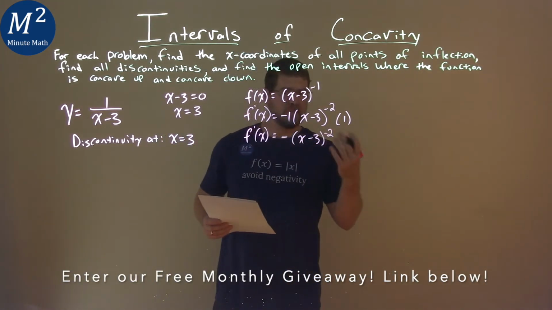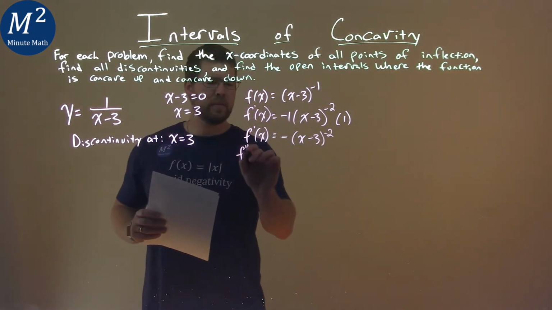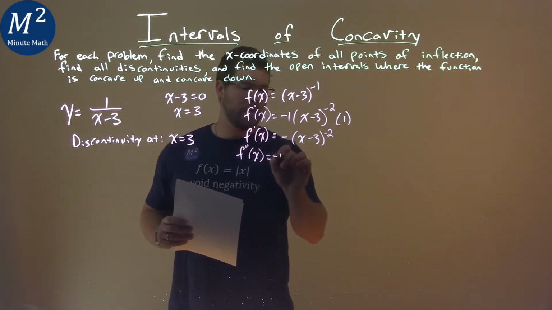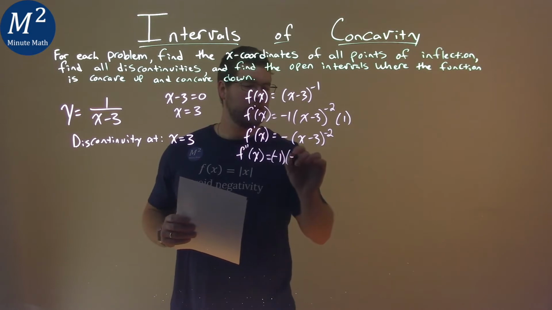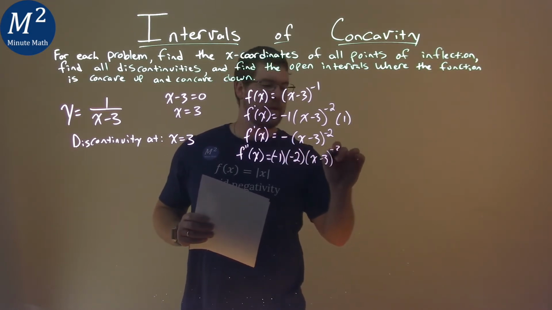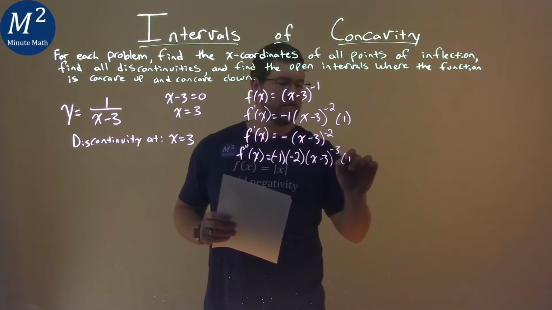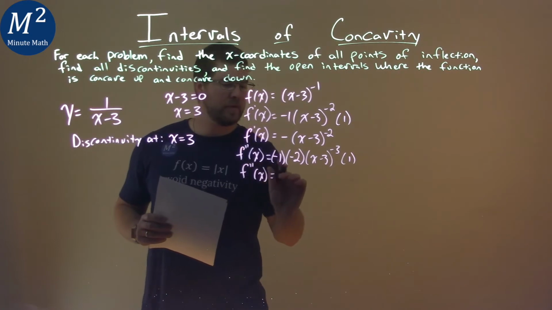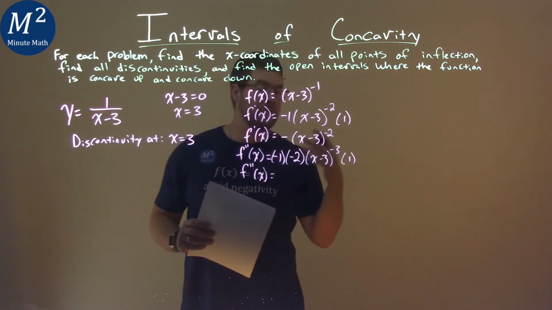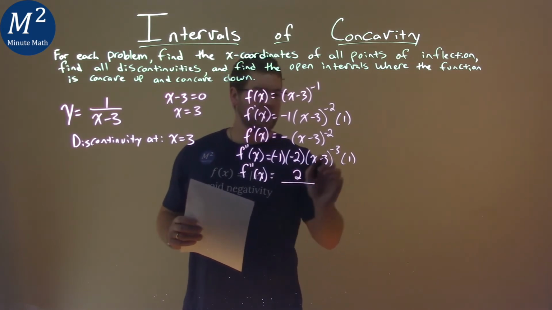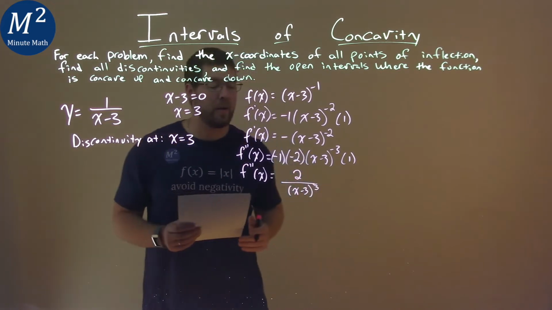Well, now let's go find the second derivative. F double prime of x equals, well, we have a negative 1, I'll rewrite that here. Power comes down, -2. X minus 3, subtract the exponent by 1, -3, derivative of the inside is just a 1. Simplify this out, f double prime of x here. -1 times -2 is a positive 2, times 1 is 2. Keep that in the numerator. In the denominator, we bring down that x minus 3 to the positive third power.